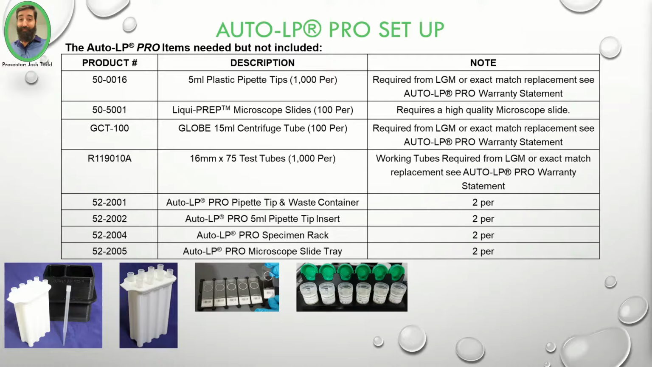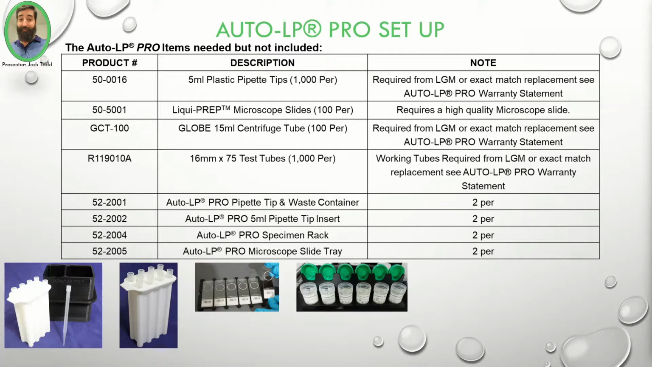Next, I would like to cover the AutoLP Pro items needed but not included with the purchase of an AutoLP Pro. 5 ml pipette tips, 15 ml centrifuge tubes, and 16 by 75 test tubes are required to be purchased from LGM. The AutoLP Pro warranty is void if unapproved components and/or test tubes are used on or within the AutoLP Pro. This includes pipette tips and centrifuge tubes.